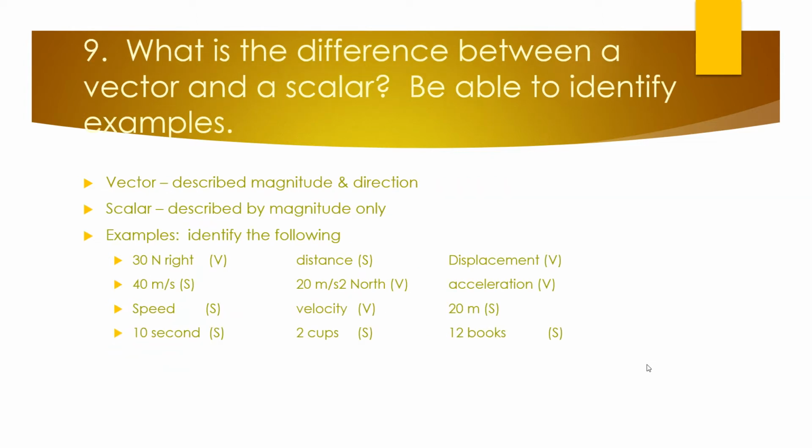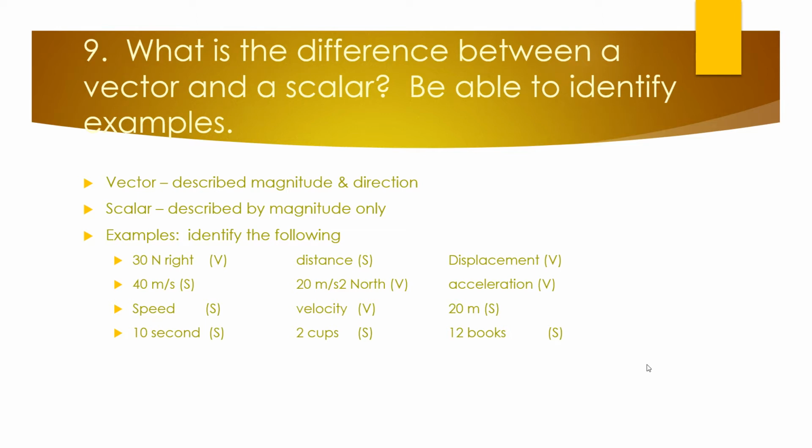9, what is the difference between a vector and a scalar? Be able to identify examples. Vector is described by magnitude and direction. Scalar is described by magnitude only. Examples, identify the following. 30 newtons to the right is a vector.